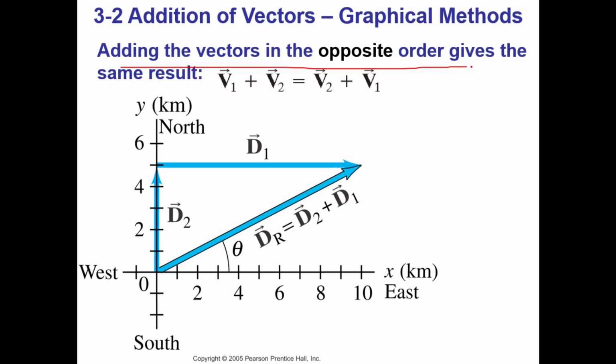Adding the vectors in the opposite order gives us the same result, of course. As you can see, d2 and d1 give us dr. It is done here, but let's do it because you have to learn step by step, even while it is tiring. As you can see, vector v1 plus vector v2 is the same as v2 plus v1.